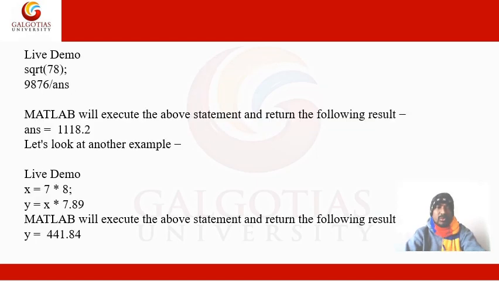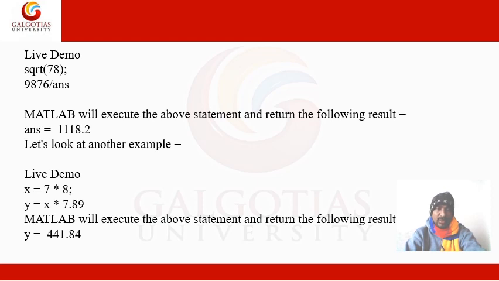Now square root of 78. It gives the result as shown here. MATLAB will execute the statement and give the following result. We'll go for another example: x equal to 7 star 8, y equal to x star 7.89. MATLAB will execute the statement, use the value of x, and produce the resultant value y.